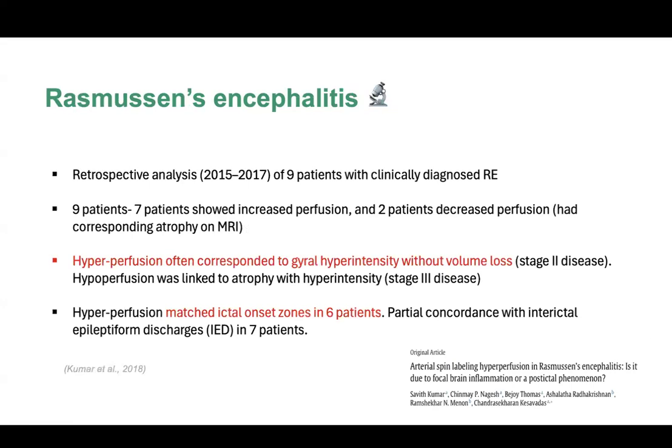And in cases of Rasmussen's encephalitis, a retrospective analysis was done in our center, which saw patients between 2015 and 2017. 9 patients who were clinically diagnosed with Rasmussen's encephalitis were recruited. In that, 7 patients had increased perfusion and 2 patients had decreased perfusion. In these 2 patients who had decreased perfusion, both had corresponding atrophy. And in patients with increased perfusion, hyperperfusion matched ictal onset zones in 6 patients, and partial concordance with epileptiform discharges was seen in all 7 patients who had hyperperfusion.